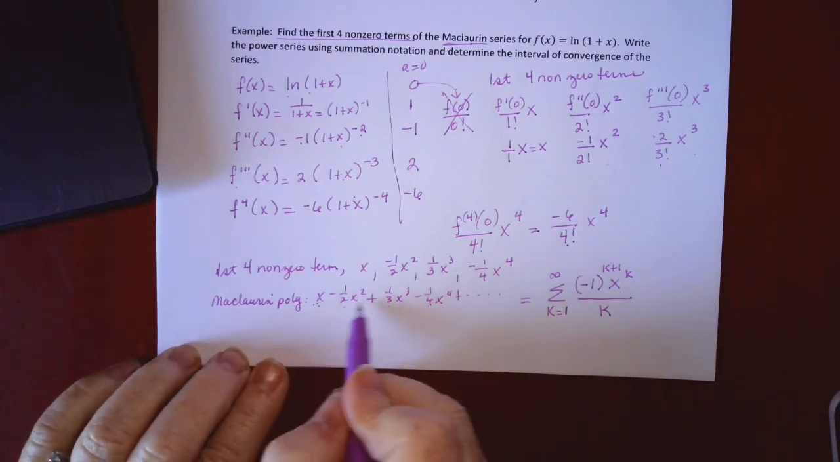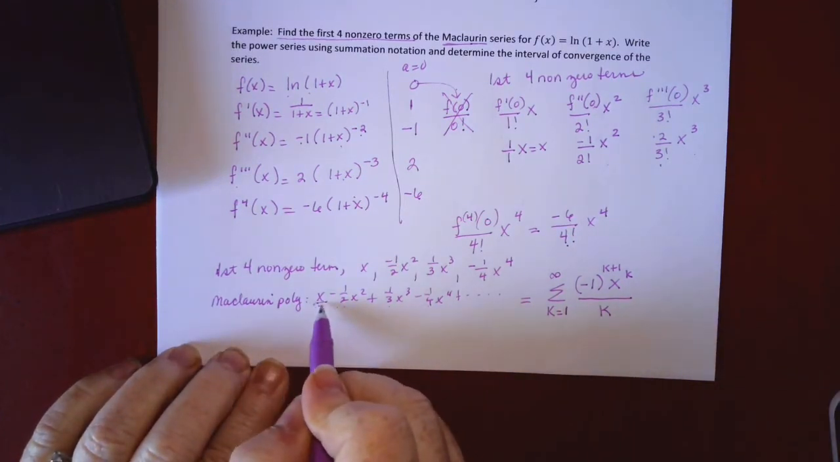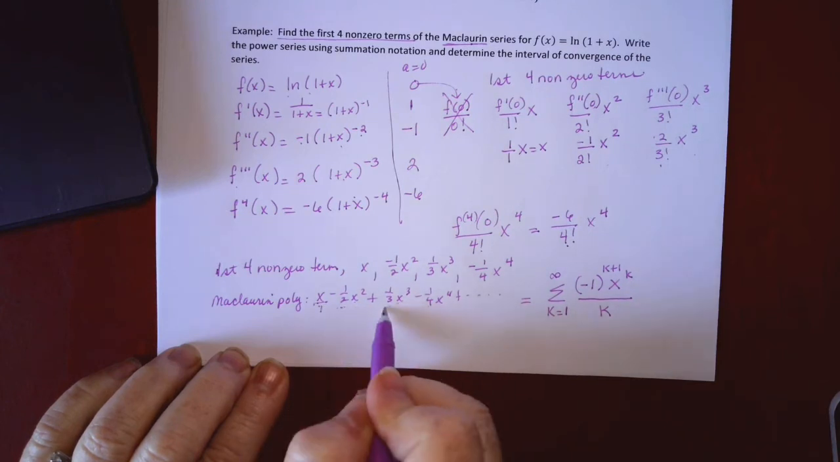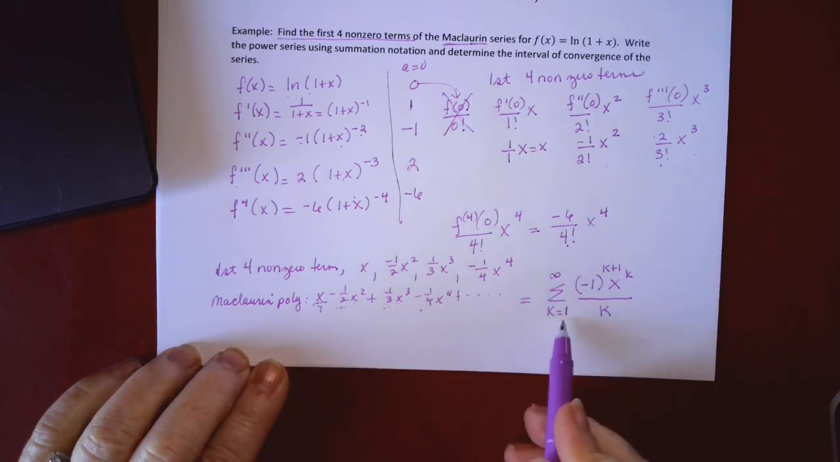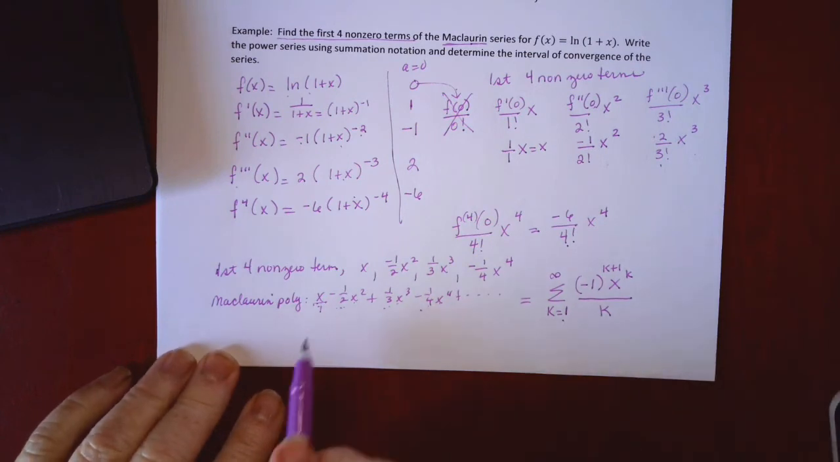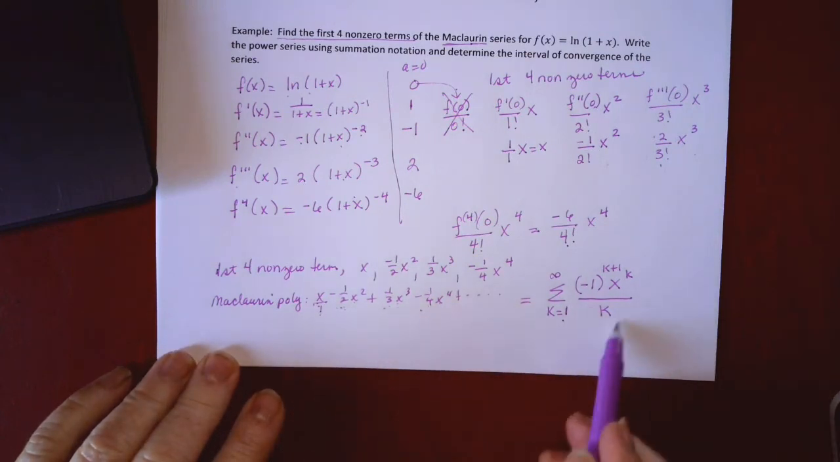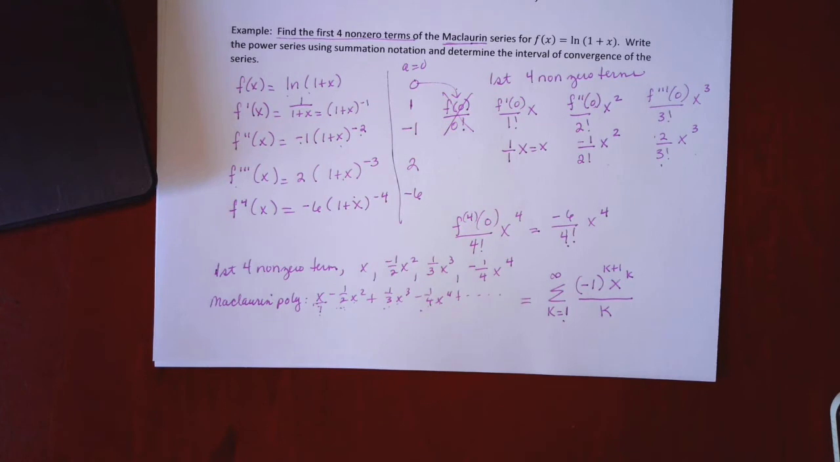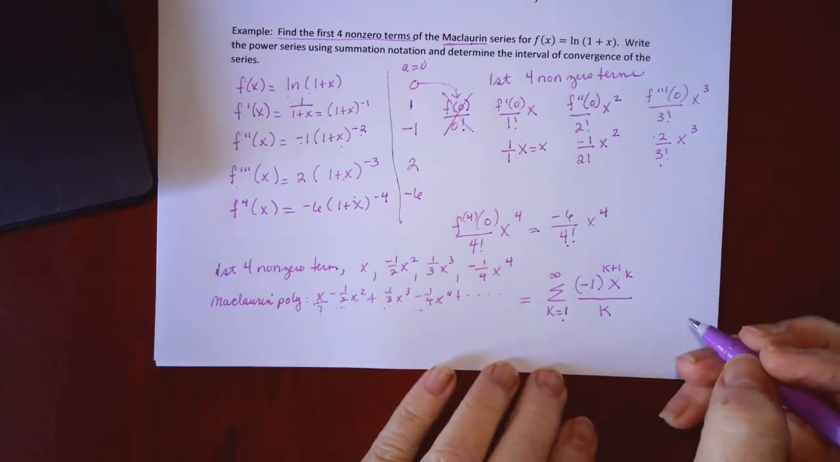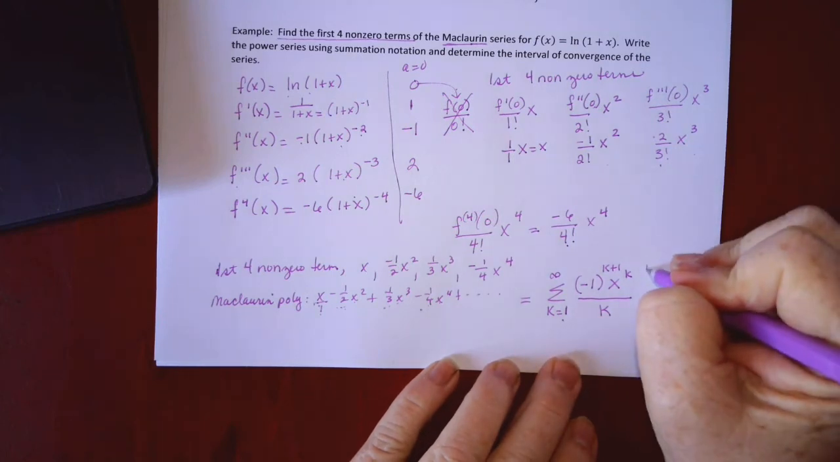Well, look at the denominators here. This is like x over 1. This is over 2, over 3, over 4. My counter starts at k equals 1, so it just goes 1, 2, 3, 4, so my denominator is just the counter. Okay. Now, this would be the power series using summation notation.